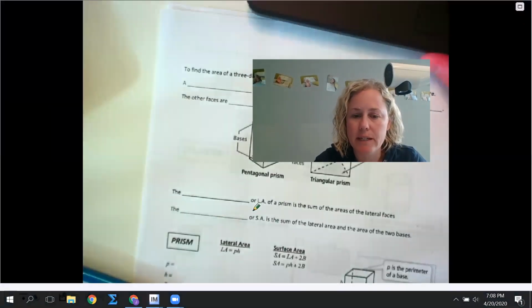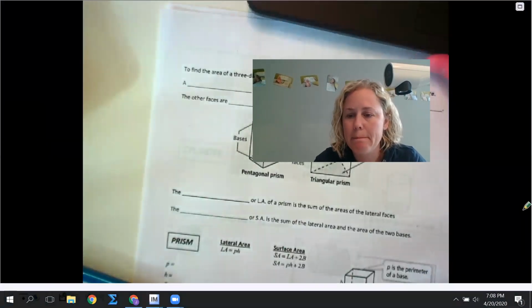Okay, all right, so a few things that we're going to look at here. I'm going to make myself a little bit smaller. Maybe. Come on.